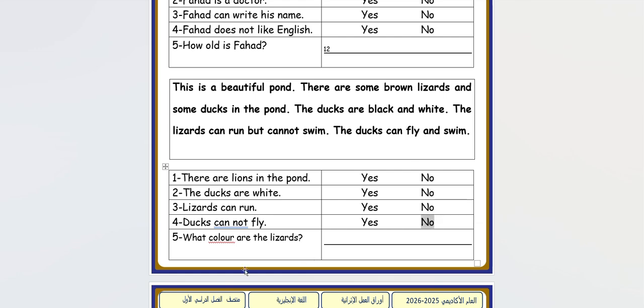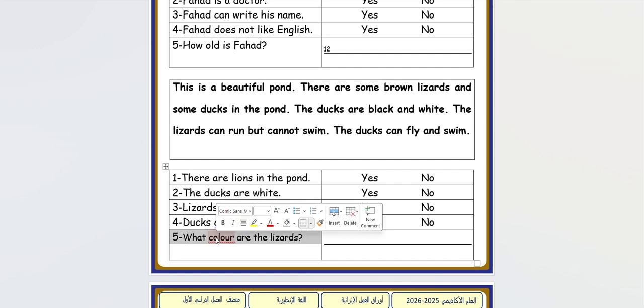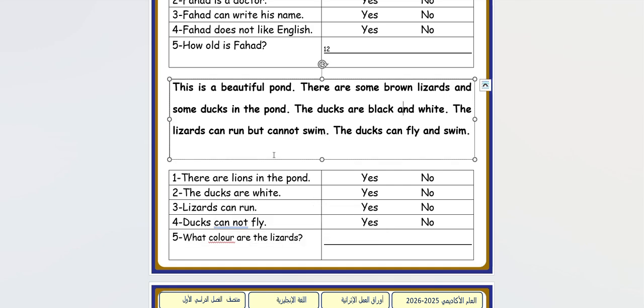Question number 5. What color are the lizards? Okay, let's check the answer. There are some brown lizards. So here is the answer. The color of the lizards is brown. We write here brown.